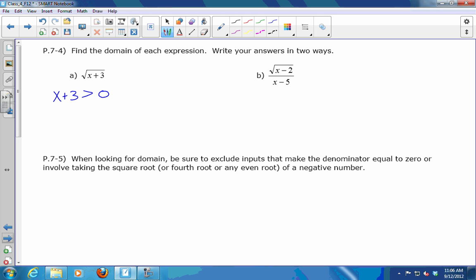Can it equal 0? Yeah, you can take the square root of 0. So bigger than or equal to 0. Then we just solve this inequality, subtract 3 from both sides, and you get x has to be bigger than or equal to negative 3. And then we could easily convert this to set builder notation with a little bracket, and just say the set of all x such that x is bigger than or equal to negative 3. In interval notation, I would say negative 3 to infinity, including the negative 3.